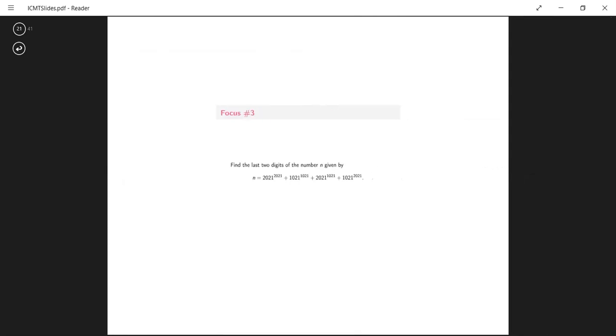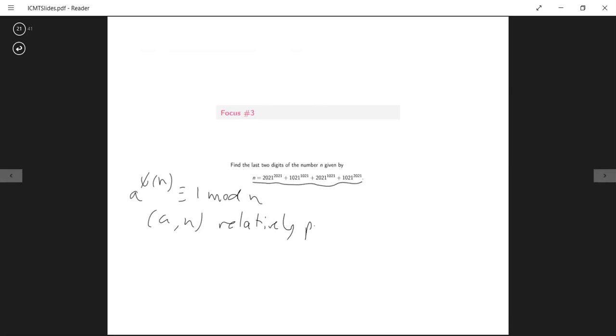Okay. The next problem on Focus asks us to find the last 2 digits of the number n, where n is given by this expression. To find the last 2 digits of any number, we want to find the remainder when that number is divided by 100. In this problem, we essentially just use Euler's theorem, which says that a to the phi of n is congruent to 1 mod n if a and n are relatively prime. The phi function is called Euler's function. You can get that from the prime factorization of n.